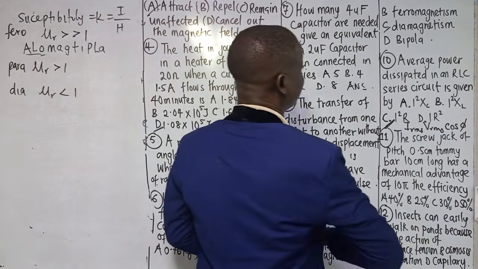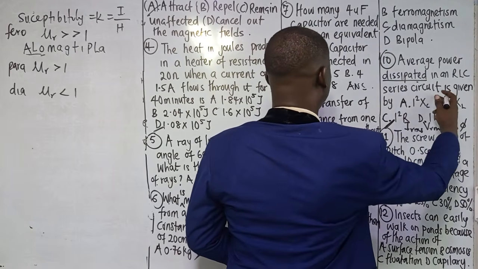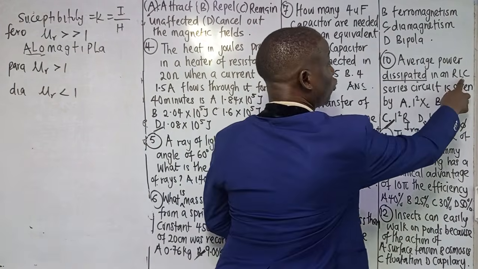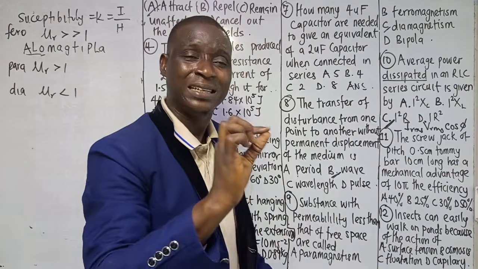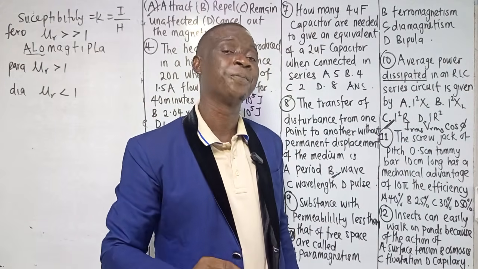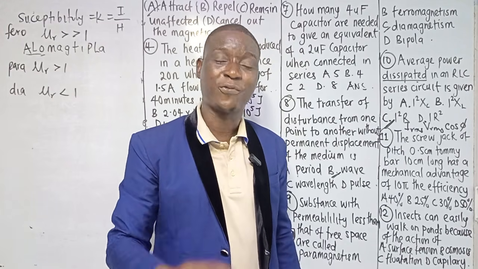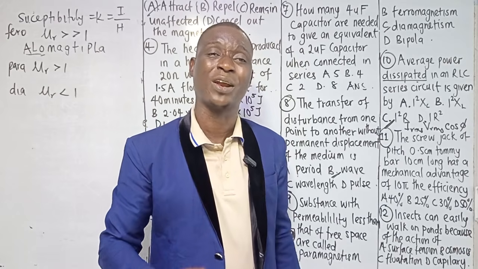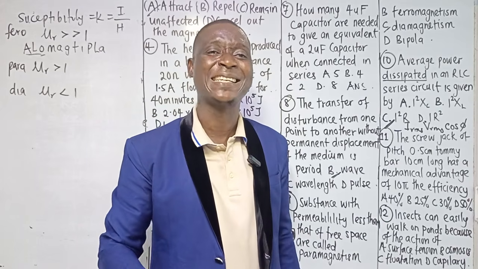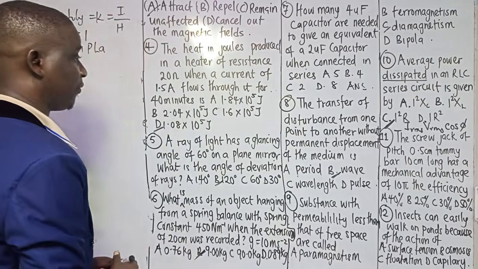Don't forget what really causes power dissipation in an AC. The average power dissipated in an RLC series circuit, a resistor, inductor, capacitor series circuit: the inductor and capacitor do not cause power loss or power dissipation in an AC. What causes power dissipation is the resistor. One of the functions of a resistor is that it helps to limit current, it resists the flow of current, and it dissipates heat or power in any circuit. That's its function.